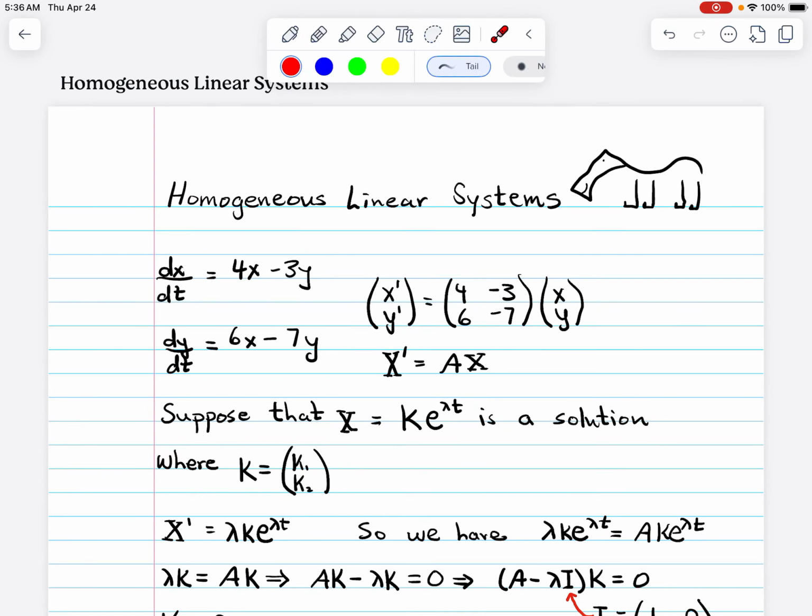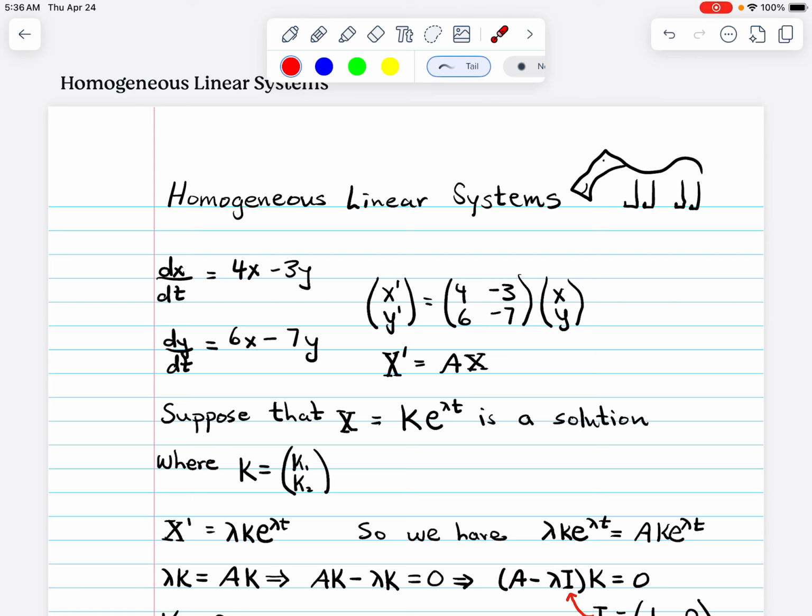Consider this system right here. This is a homogeneous linear system, and it's got constant coefficients. And if we wanted to write that in matrix form, here it is. Or more generally, it looks like this.